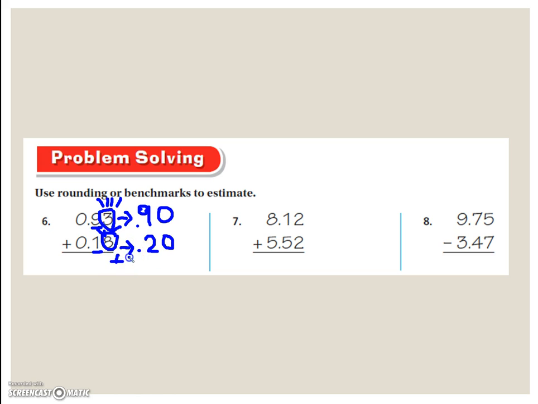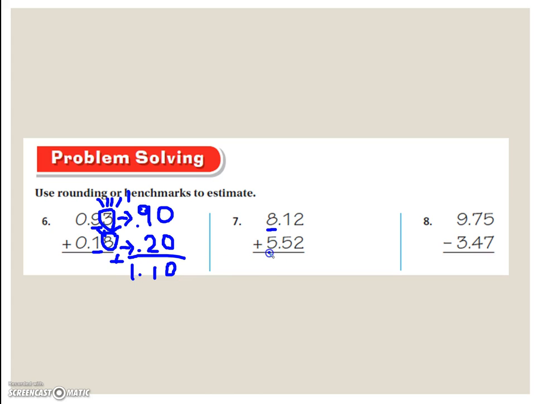I can add this up now. I'll line up the decimals here. I put a decimal in my answer. 0 plus 0 is 0. 9 plus 2 is 11. I carry the 1, and I get 1.1.